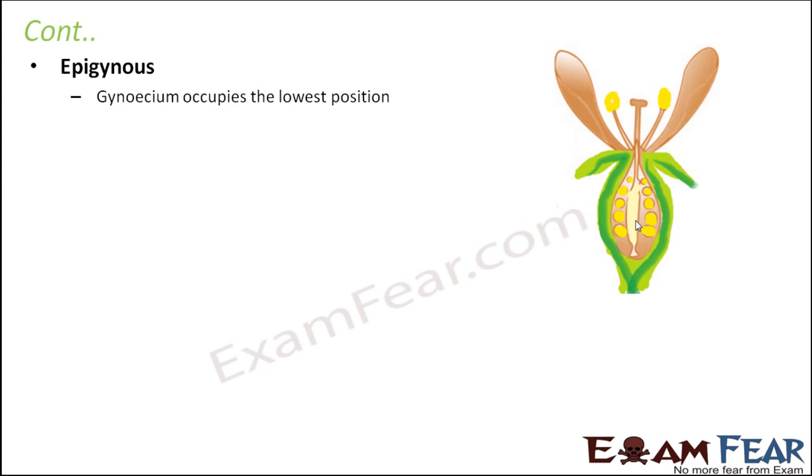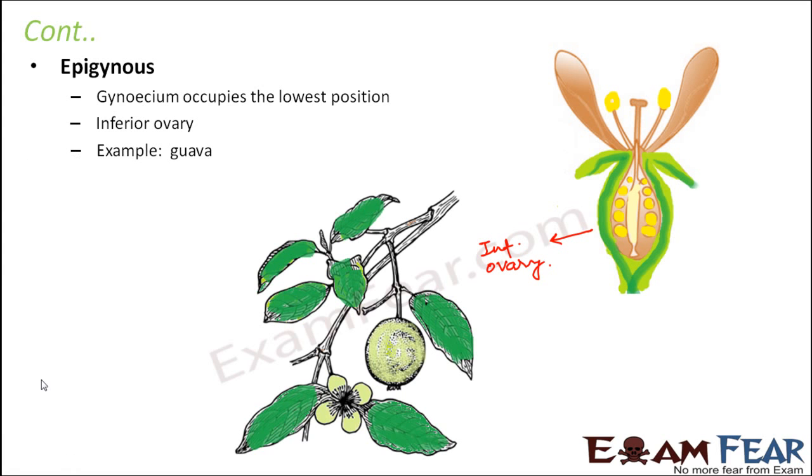The second type is epigynous. Epigynous means gynoecium occupies the lowest position, that is all other whorls will be higher when compared to gynoecium. This will look somewhat like this. So if you see here, the ovary is at the bottom. So even the sepals lie above the ovary. These are the sepals, right? So even the sepals are above the ovary, the petals are above the ovary, the stamens are also above the ovary. So only the gynoecium part or the carpel or the ovary lies at the bottom. So this is an inferior ovary. Right? So you can understand the difference between the two, hypogynous and epigynous. An example of a plant which has epigynous flowers is guava.